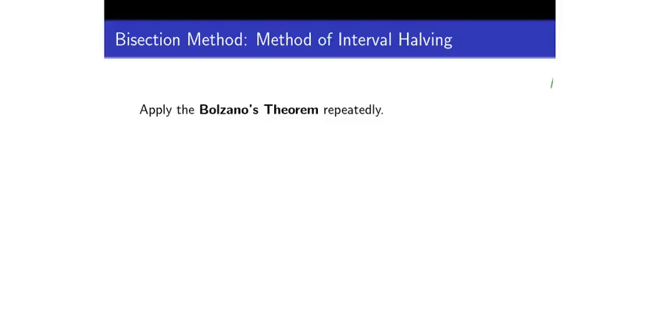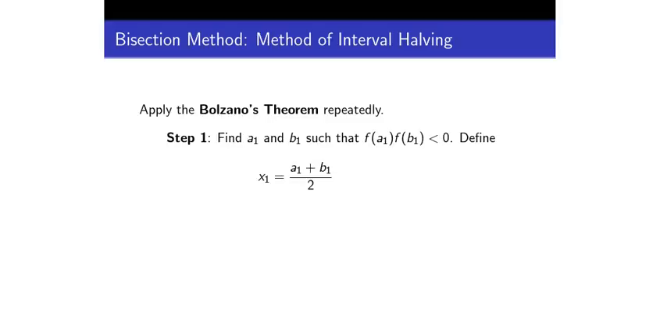So here in the bisection method, you have to apply Bolzano's theorem repeatedly. That's a very important thing here. It means again and again you have to identify a and b such that f of a into f of b is less than 0. Okay, right. These are the steps.